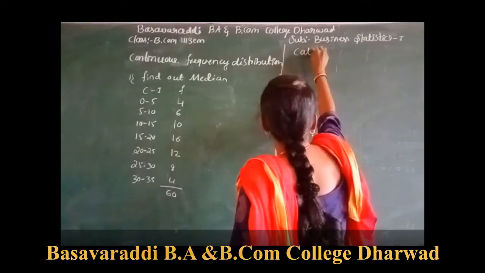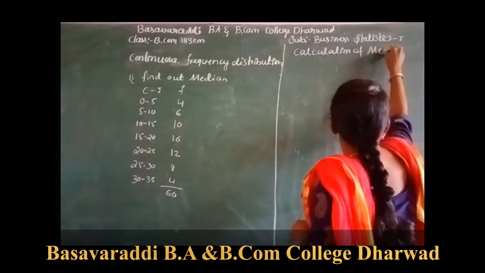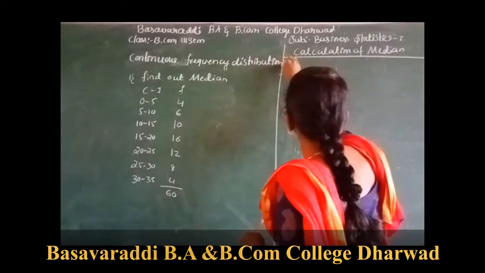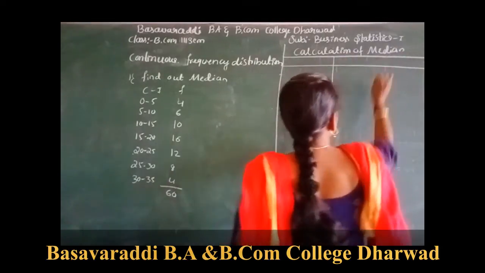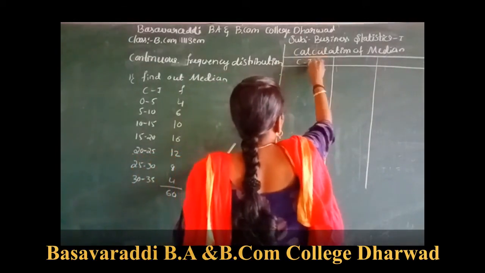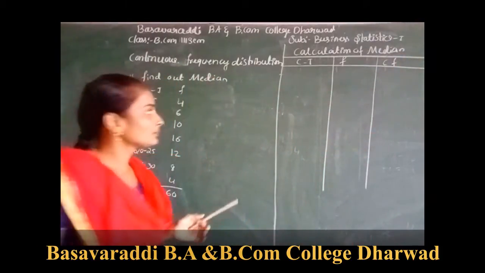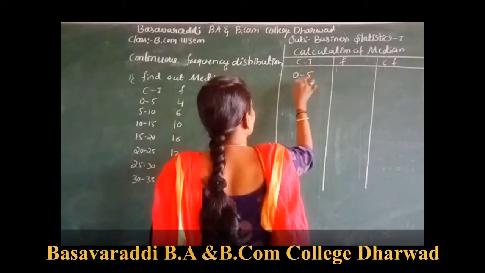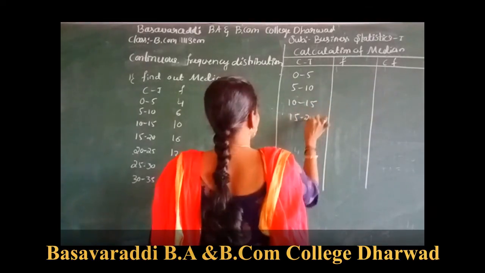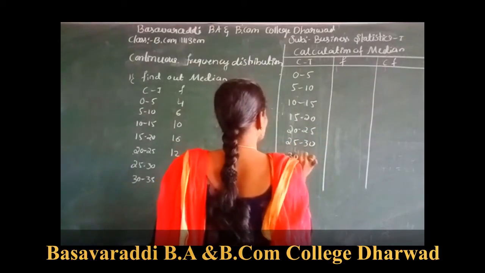Calculation of median. Three columns: class interval, frequency, and the last one is cumulative frequency. Cumulative frequency is nothing but CF. Okay, class interval: 0 to 5, 5 to 10, 10 to 15, 15 to 20, 20 to 25, 25 to 30, 30 to 35.